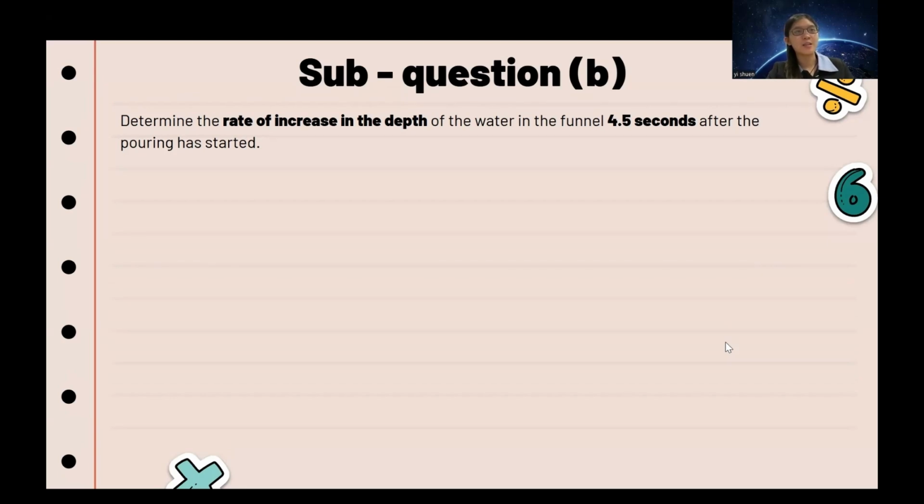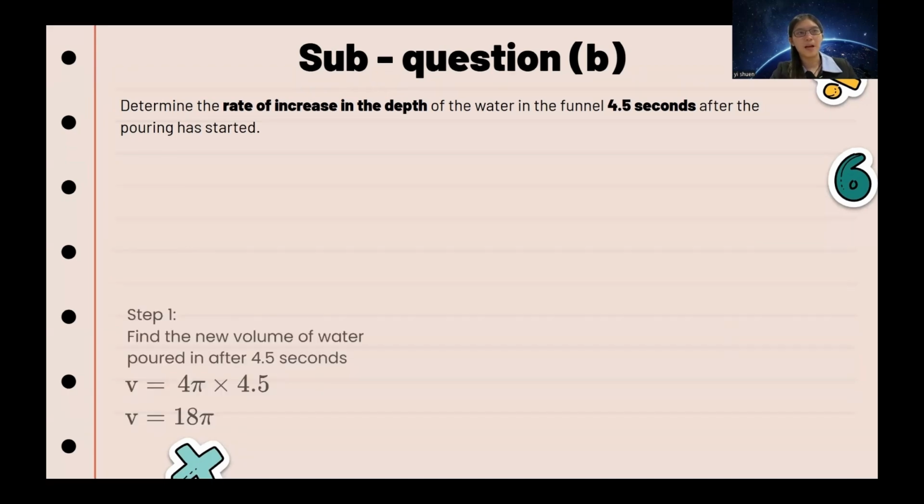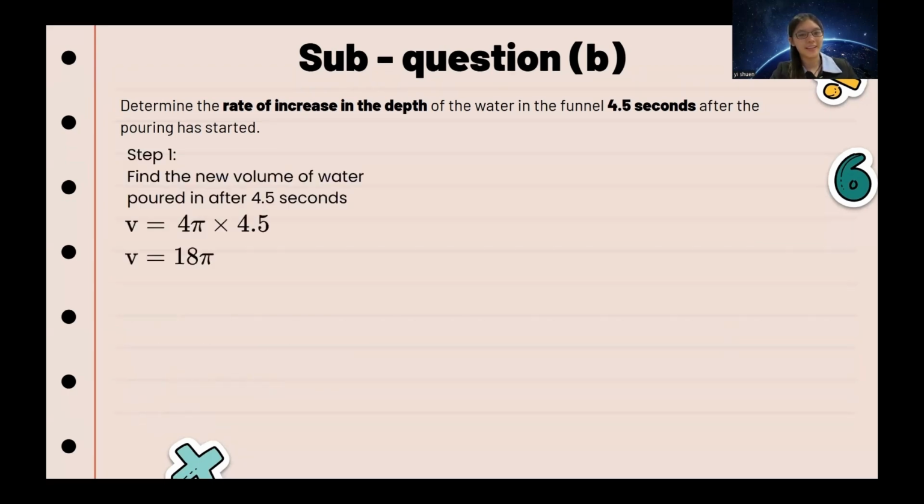The question is to determine the rate of increase in the depth of water in the funnel 4.5 seconds after the pouring has started. In order to do this question, the first step is to find the new volume of water poured in after 4.5 seconds. So we have V equals 4π times 4.5.